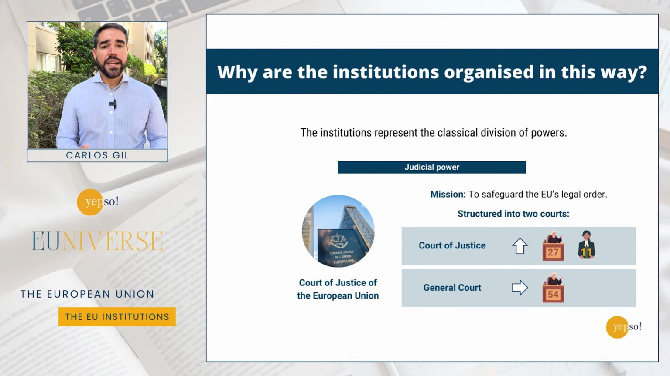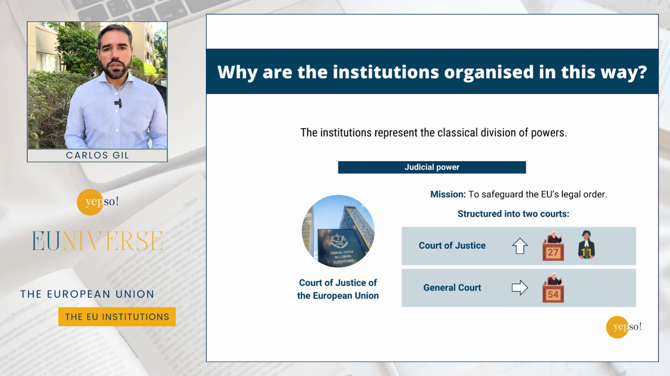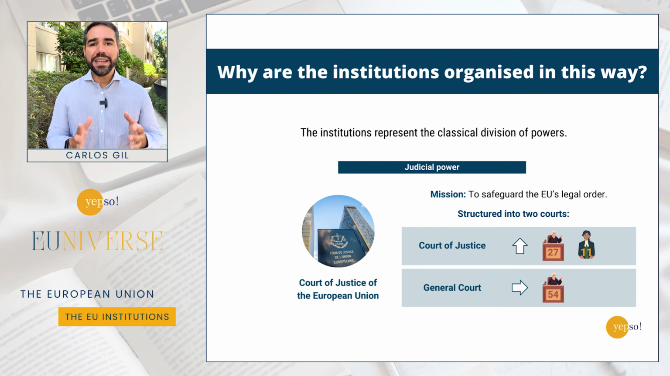On the other hand, the General Court, which hears actions brought by individuals, companies, and in some cases, member states on very specific subject matters. It is a lower court within the same institution. The General Court has 2 judges from each member state, but no advocates general. Keep these key facts in mind, as they are exactly the kind of content you may well encounter in the EU knowledge exam. Well, let's continue now.